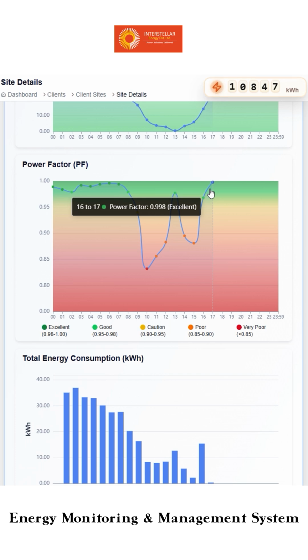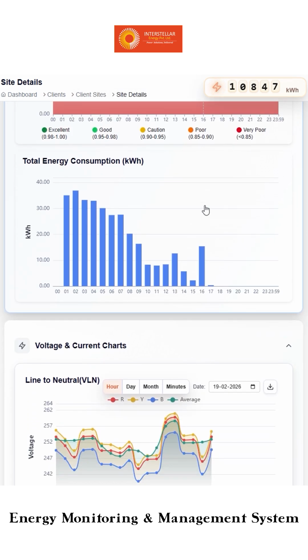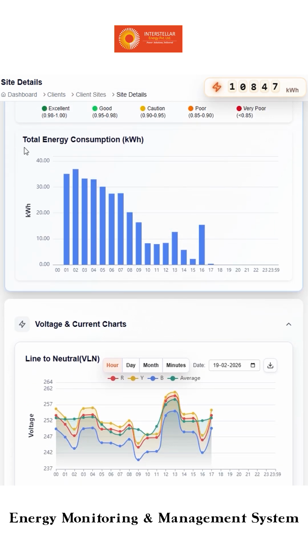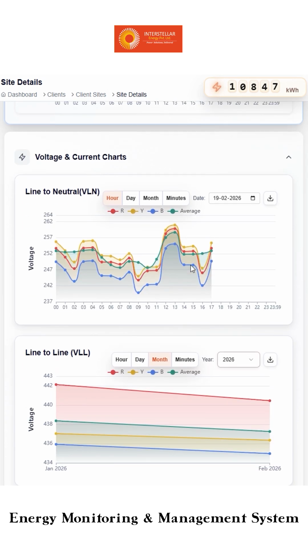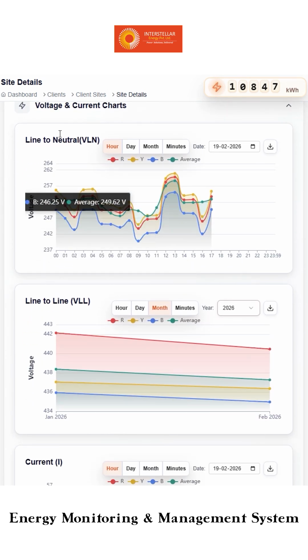Next is total energy consumption. Currently, what we see is on an hourly basis. The hourly graph shows how much energy consumption has happened during the current hour. This consumption can also be checked minute-wise, day-wise, hour-wise, and month-wise, and reports can be downloaded. Because of this, it becomes easier to calculate and tally the electricity cost related to production or equipment based on the amount of consumption.